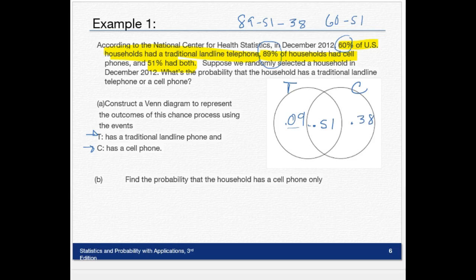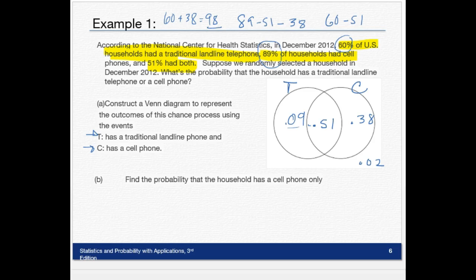All right? Now, all our percentages should add up to 100. If they don't, then what's left is what's on the outside of the two circles. So I have 0.09, 0.51, that gives me 60, plus 38 gives me 98. So there's 2% left out there. So this 2% is out here in the sample space. That means they don't have a cell phone or a traditional landline.